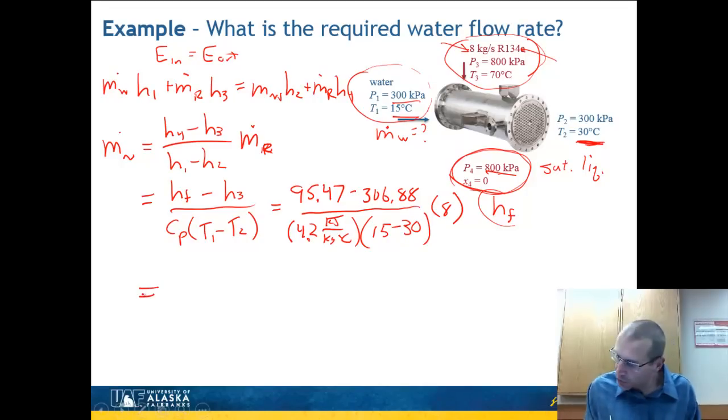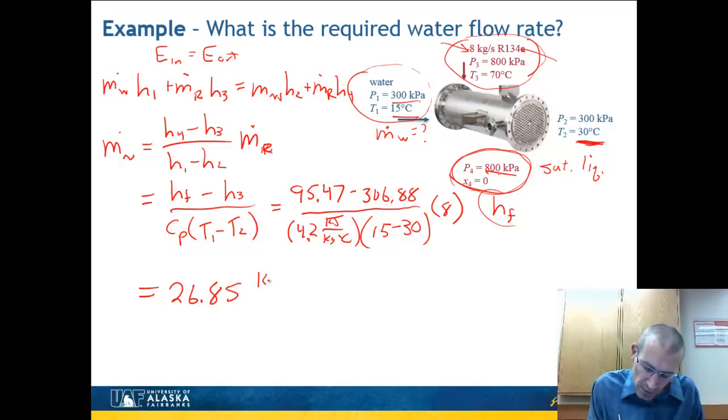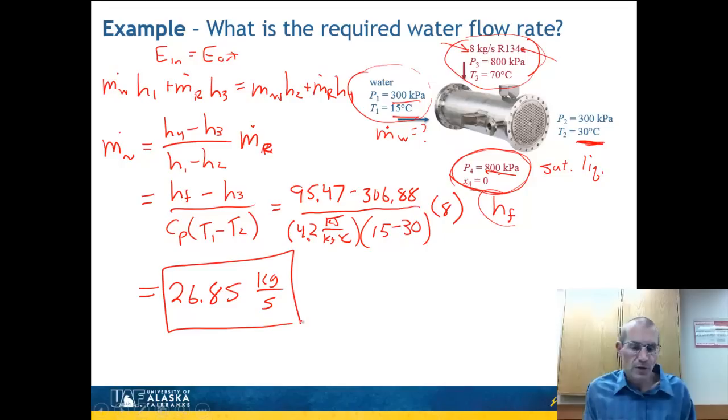So we'll go ahead and do that arithmetic, and that comes out to be 26.85, and my units are going to be kilograms per second. So there's the required water flow rate in order to condense that much refrigerant.